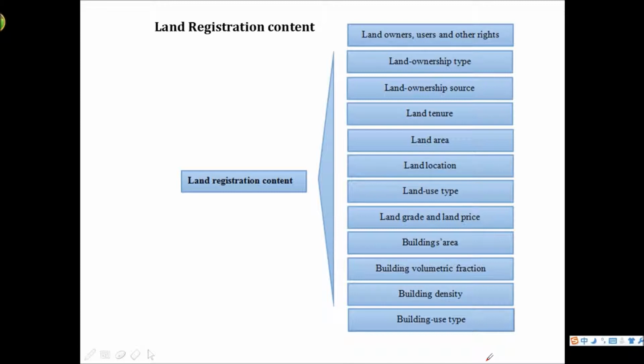And the core and the basis of a land administration system is cadastral. It is normally a parcel-based and up-to-date land information system containing records of base information like the location, area, use, and the interests in land, like the rights, restrictions, and responsibilities. And please look at this picture. It includes 11 different contents for the land registration content.